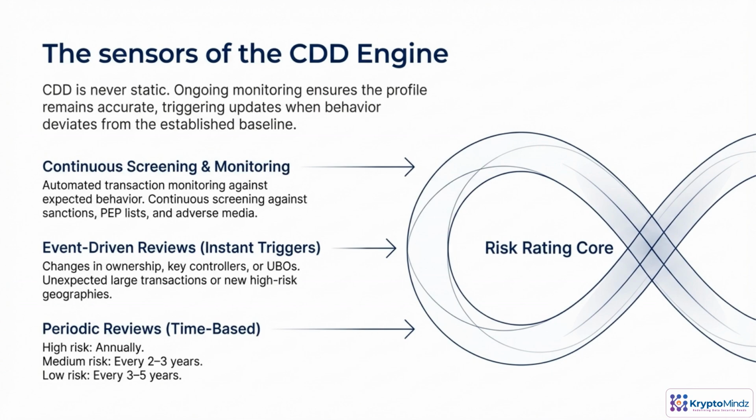All of this comes together in how you keep the CDD engine running over time. First, continuous screening and monitoring watch transactions and names in real time. They compare behavior to what you expect and rescreen against sanctions, PEPs, and adverse media. Second, event-driven reviews act like instant alarms. A change in ownership, a sudden large transfer, or exposure to a new high-risk country should immediately trigger a fresh review. Finally, periodic reviews are your safety net, making sure every customer is revisited on a risk-based schedule.